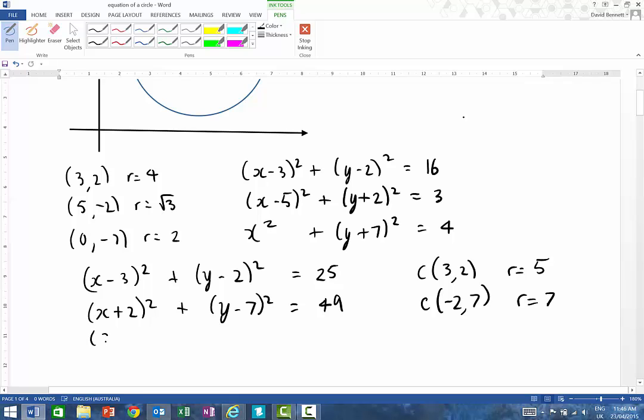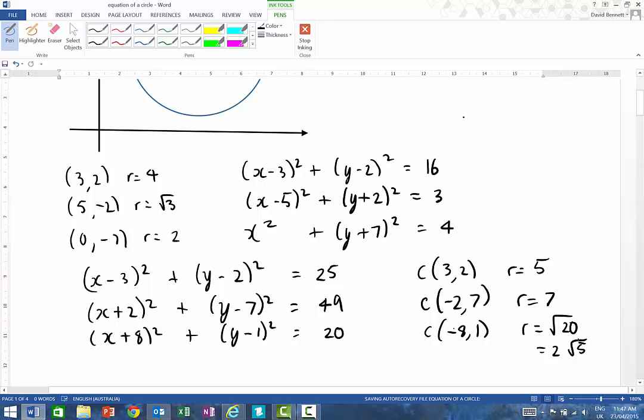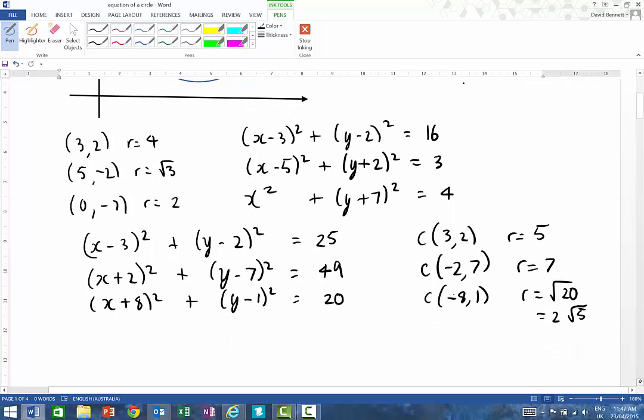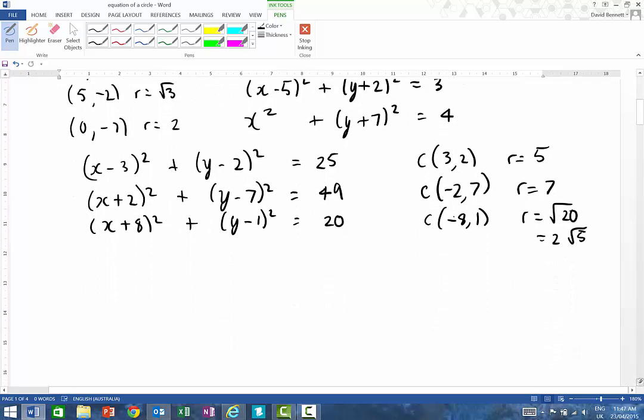Do one more: (x + 8)² + (y − 1)² = 20. Then I'd be expecting you to state the centre is equal to (−8, 1), and the radius is equal to the square root of 20, which you might write as 2 root 5, because 4 times 5 is 20, and the square root of 4 is 2. Getting an idea?